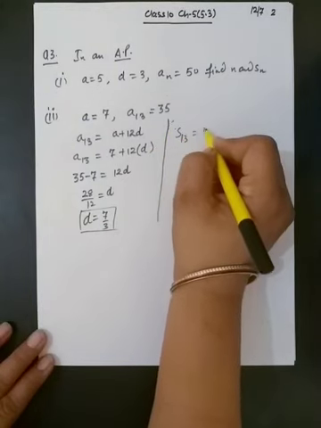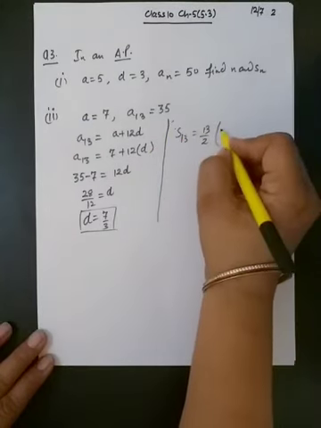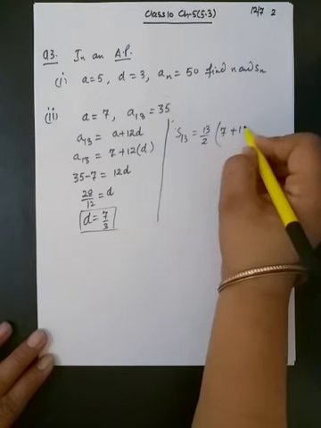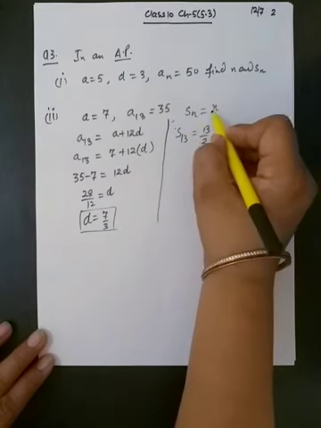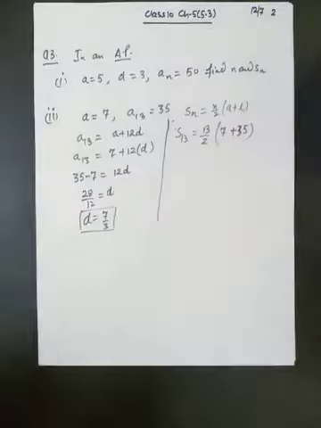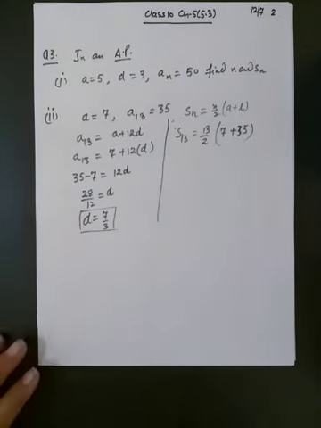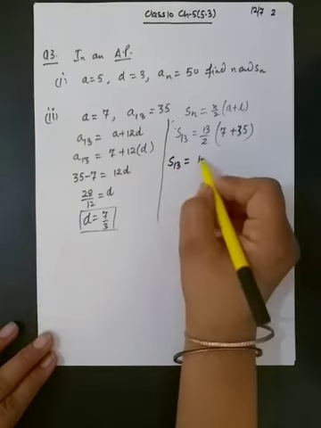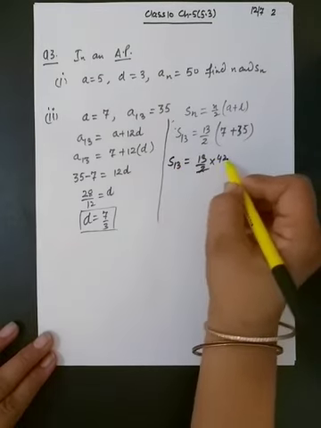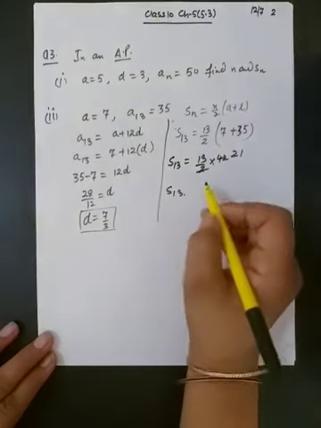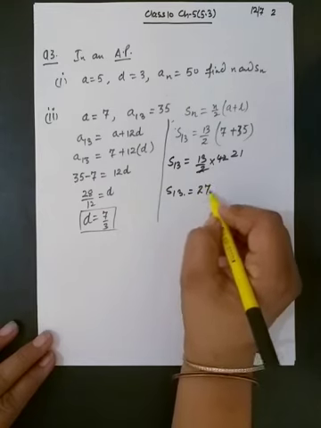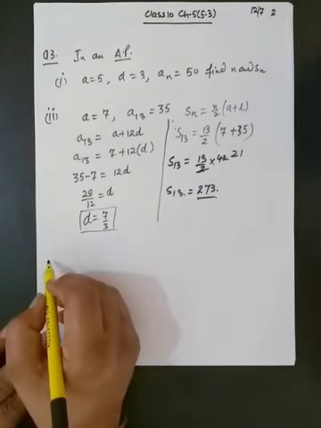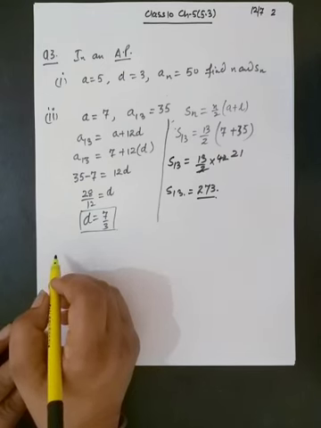Therefore S13 will be 13 by 2 into the first term, that is a, plus the 13th term, which is 35. But which formula are we using here? Sn is equal to n by 2 into (a plus l). Now we can solve it. S13 is equal to 13 by 2 into 42. So S13 will be 273. Next, the third part. In this part you have to find a and S12. Try it yourself.